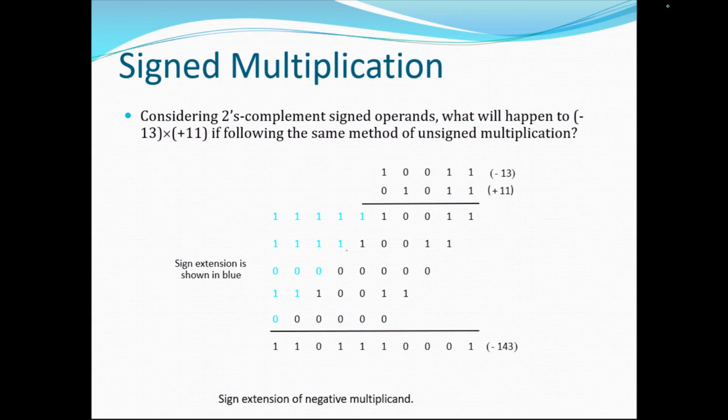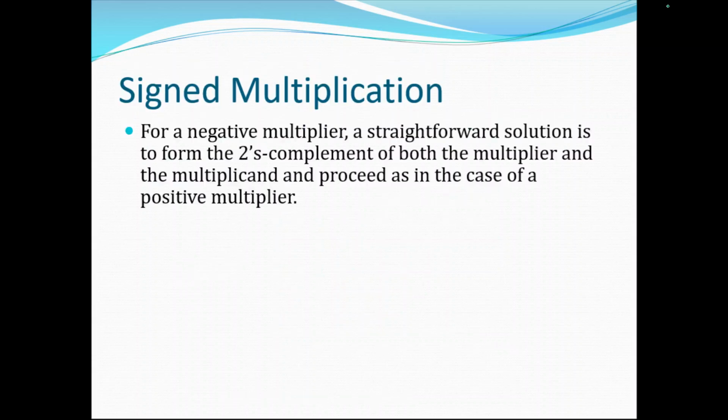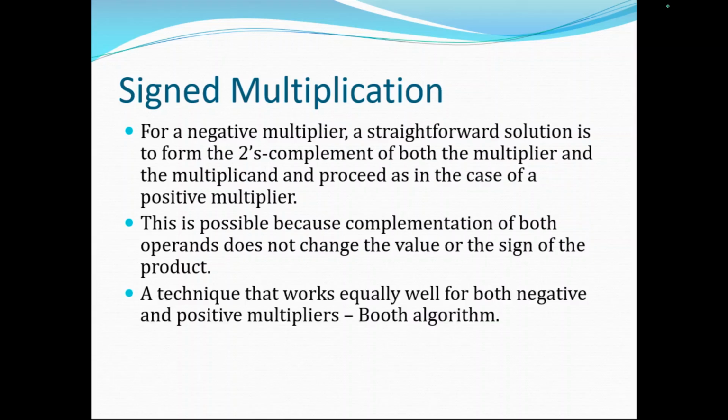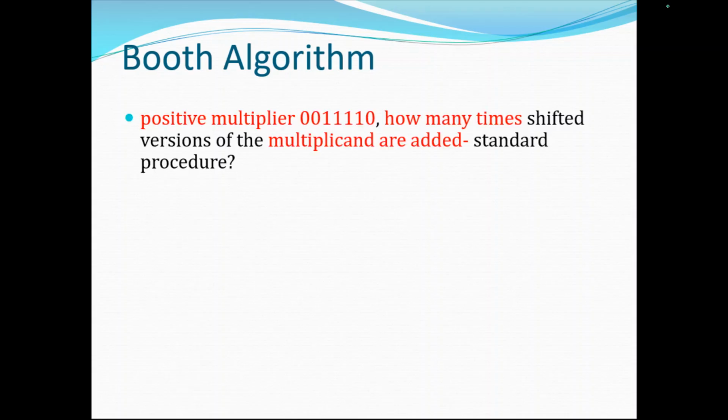With this understanding, let us move on to Booth's algorithm. Whatever I have explained here, I have explained in the notepad. In Booth's algorithm, as I already told, the primary advantage is that the number of times the multiplicand is added is reduced compared with the standard procedure. Booth's algorithm reduces the number of repeated additions of the shifted multiplicand.